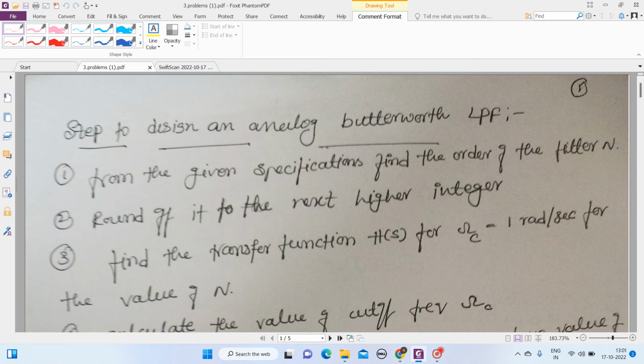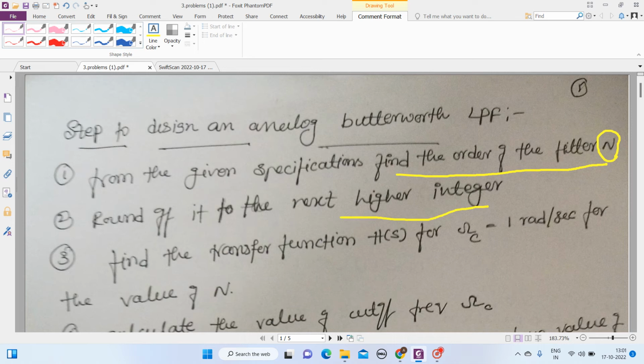First, we will discuss the steps to design an analog Butterworth low pass filter. Then we will discuss one problem. So, steps to design an analog Butterworth low pass filter. First thing, from the given specification, find the order of the filter. That is, you have to find out the n value. Round it off to the next higher integer.